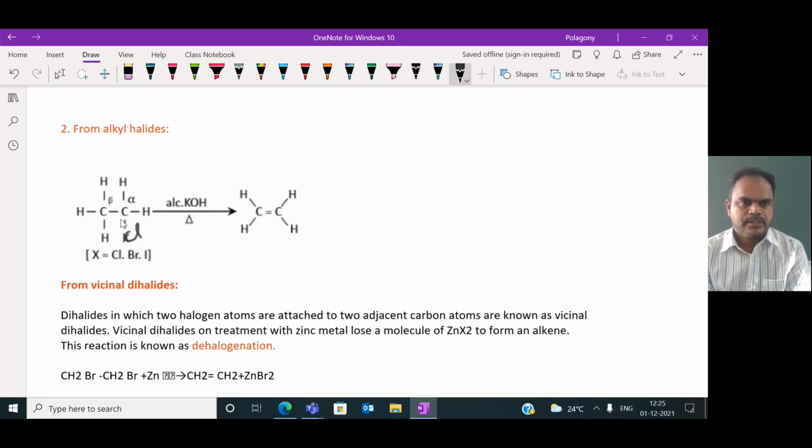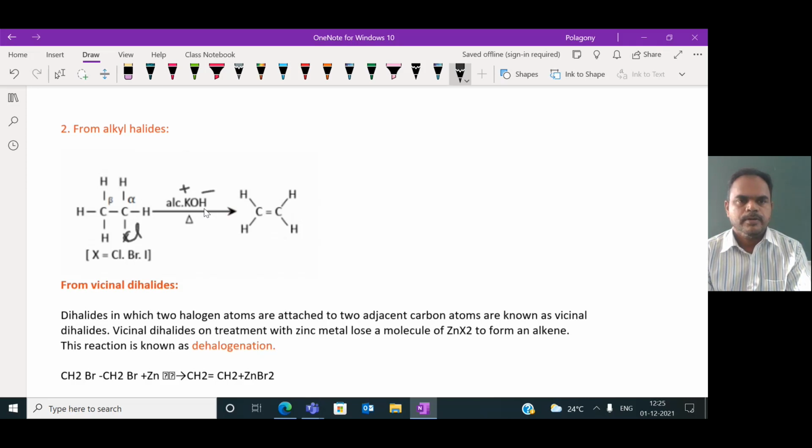Look at this structure: chloroethane has two carbons. The first carbon, containing the chlorine, is said to be the alpha carbon, then the beta carbon. When this chloroethane is treated with alcoholic KOH, it furnishes one nucleophile called OH minus. Hydroxyl is the nucleophile. Potassium carries the positive charge, whereas the OH minus carries the negative charge.